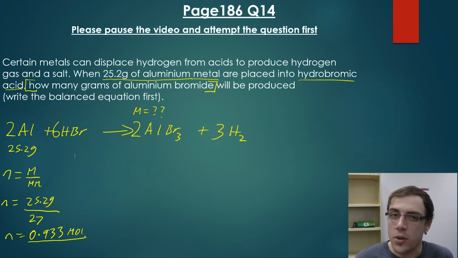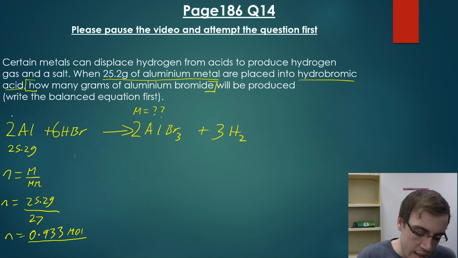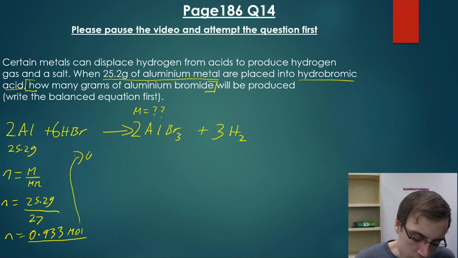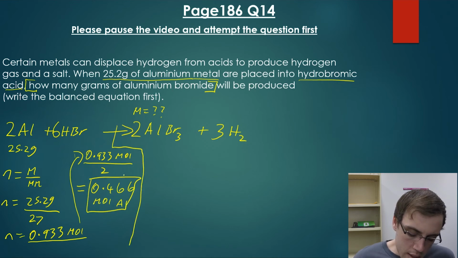Now, what we need to do is take into account the coefficients. There are multiple ways that you can do this. What I personally do, and again, if your way is different, that's a-okay, is always divide by the coefficient. We can see here that our coefficients are the same, so technically I don't have to. I just find it to be a very good habit. So I will go 0.933 mole divided by 2, and that will give me 0.466 mole.